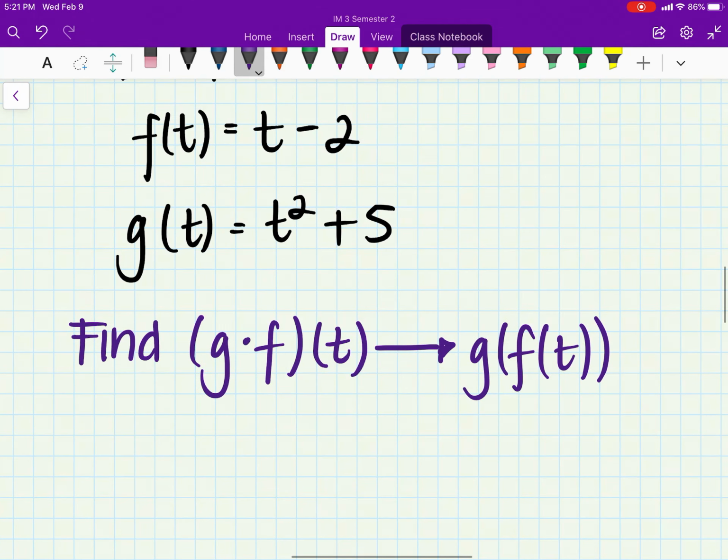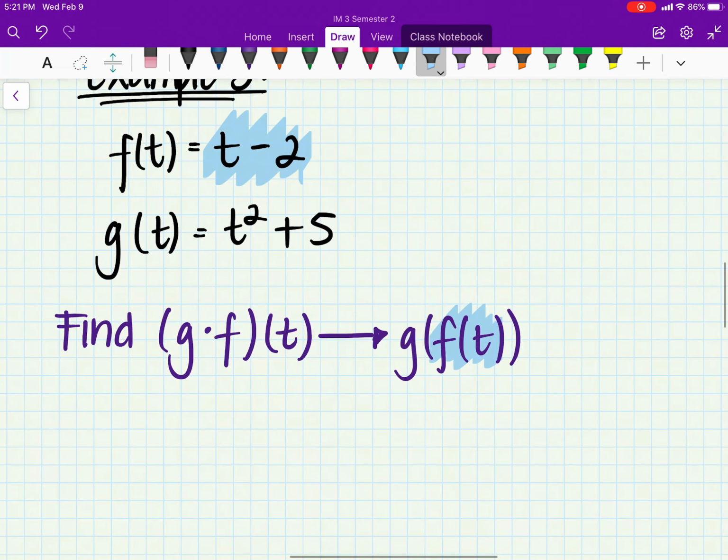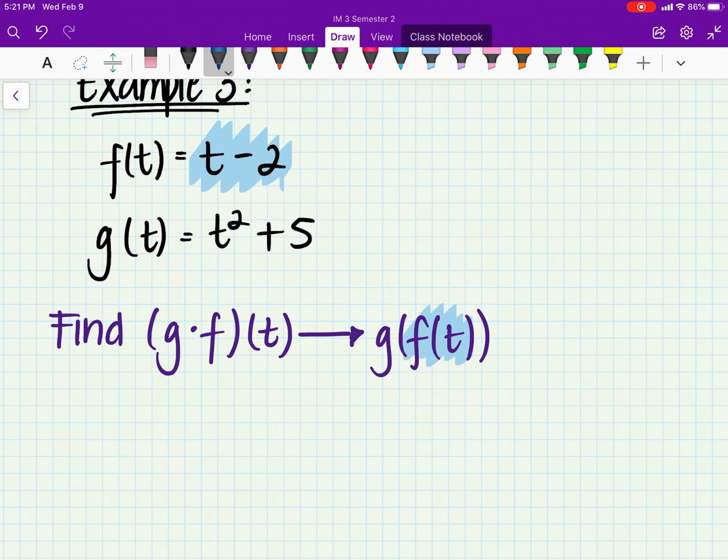And in this case, they're actually not giving us a value for the variable. They're not giving us a value for t. But we do know what f of t equals. F of t in this case, guys, equals t minus 2. So I could actually rewrite this one as g of t minus 2.